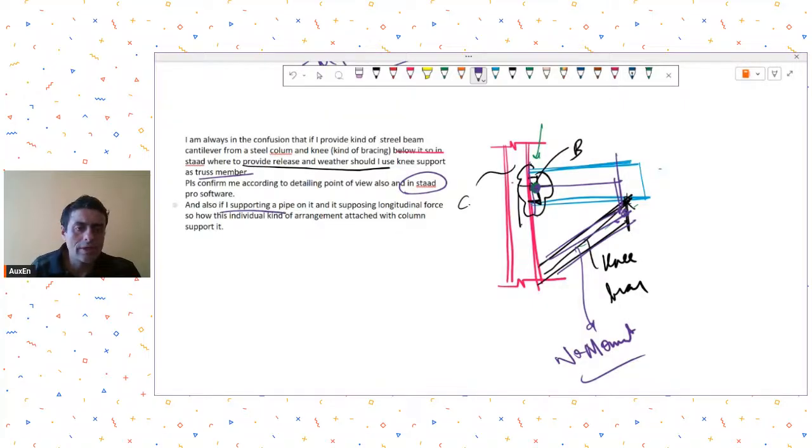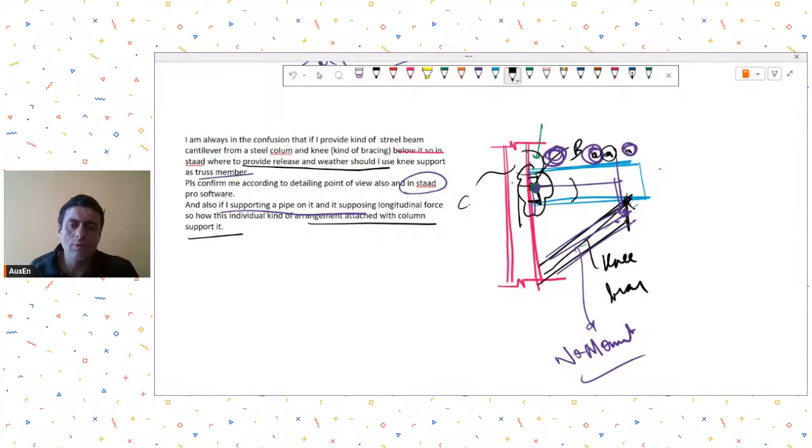And also, if I am supporting a pipe on it and supposing longitudinal force, so he is saying there are some pipes on it, and it's supposing longitudinal force. So I don't understand longitudinal force. I am assuming it is perpendicular to the screen. His longitudinal force is perpendicular to screen. So in that case, what kind of an arrangement should be provided for columns attachment. So if you are having longitudinal force, just see if it is creating some torsional forces in your beams.